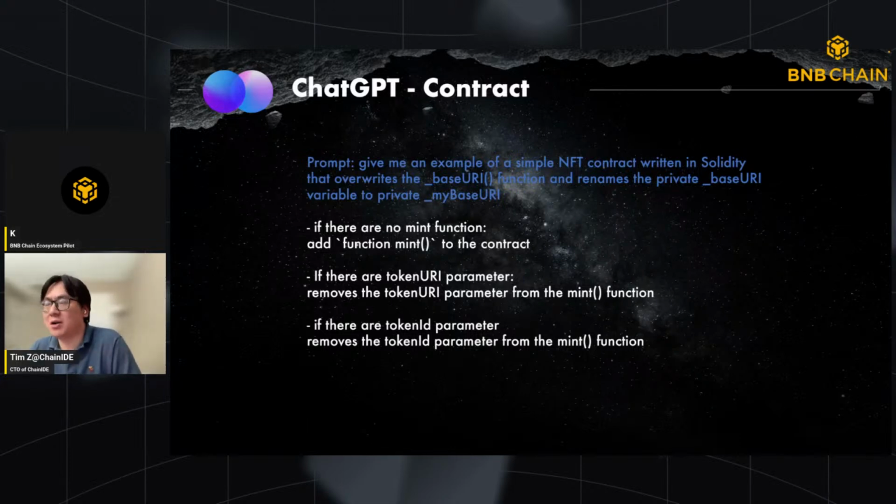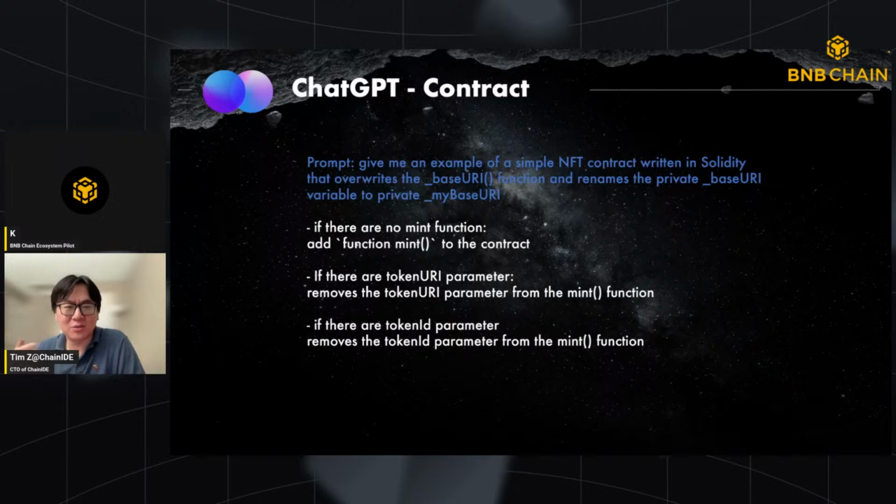The prompt we gave ChatGPT is also very straightforward. We didn't have any specific requirements from the beginning. So what we did is we asked for an example of a simple NFT contract written in Solidity that overrides the base URL function and renames it with the private base URL function, right? This is the only requirement we added in the beginning.